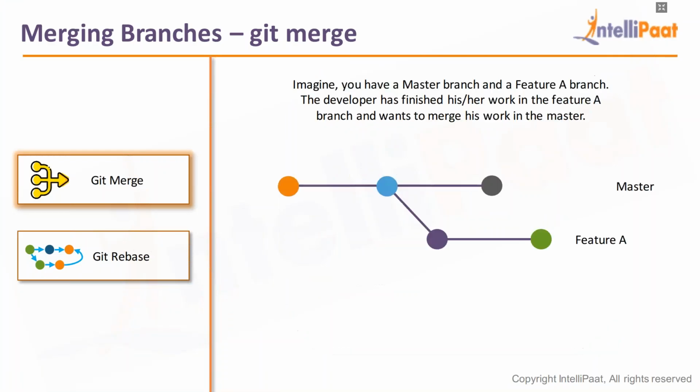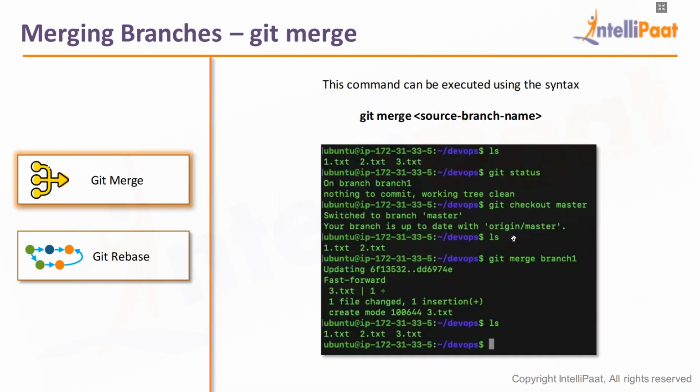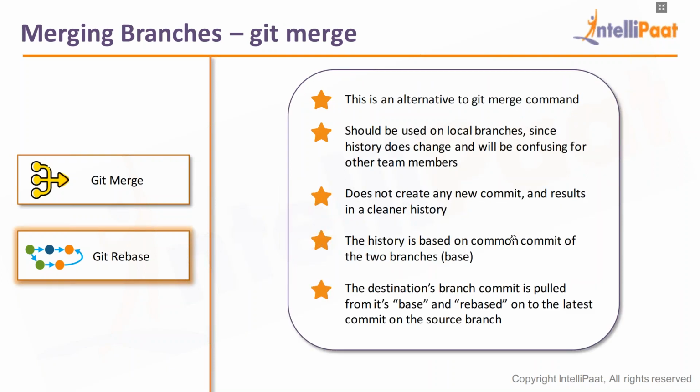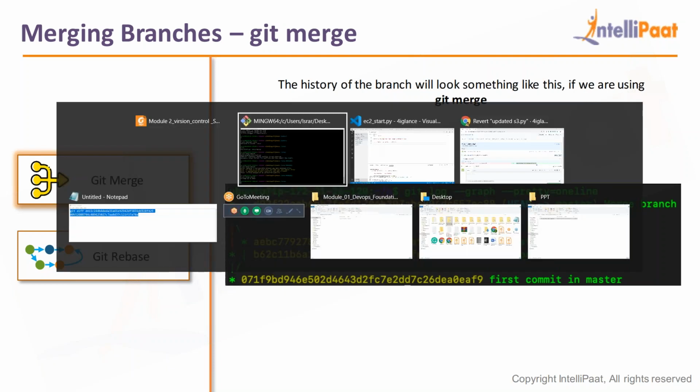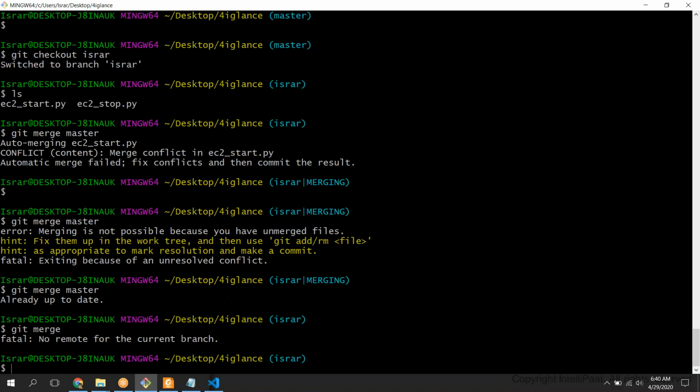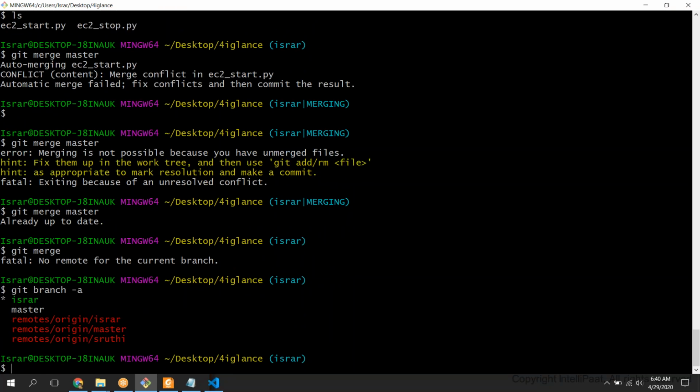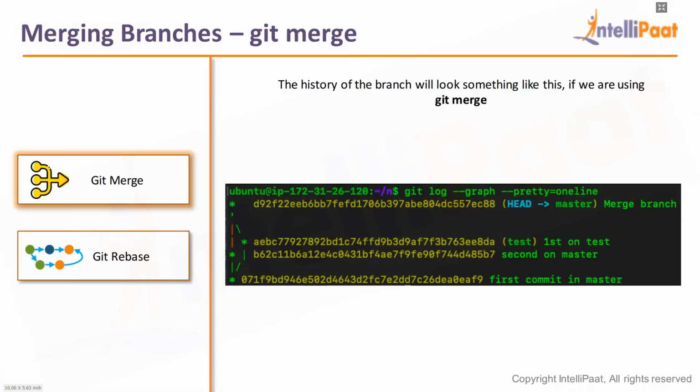And now the final thing is rebase. So you can see this is exactly what we have done so far. Okay, so the history of the branch will look something like this if you are using git merge. So let me run this command git merge and let's see. So no remote for the current branch. Okay, we don't have any remote for the current branch, so that's why it is not running. But yes, it is available. That's fine.